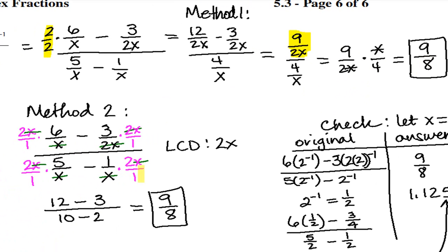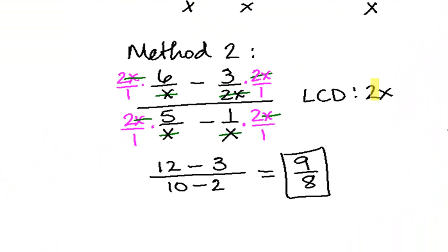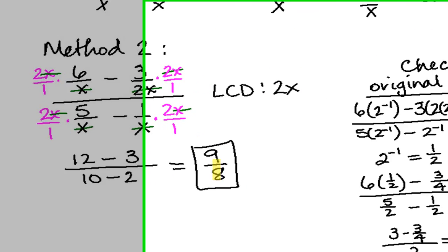I did it by method 2, which works just as well, and generally I would probably just go to that method, but this one had a very simple set of denominators, so I was tempted to use method 1. I ended up with 9 over 8 as well.